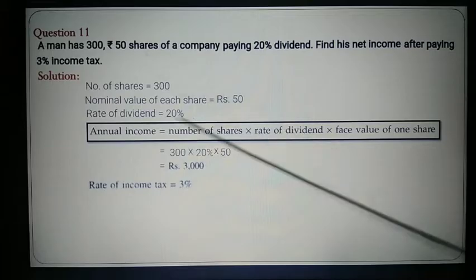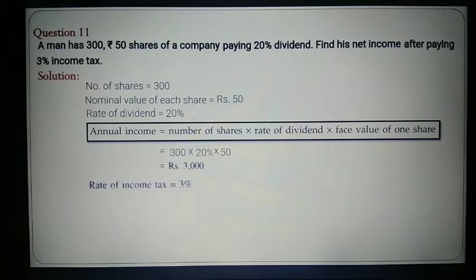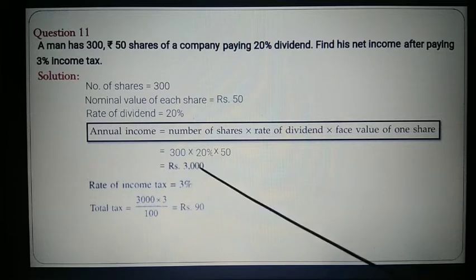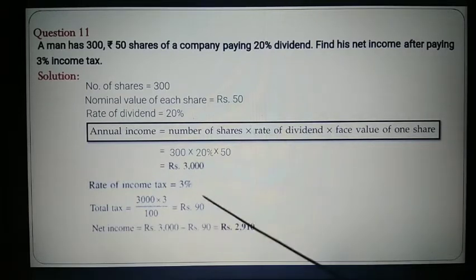So the rate of income tax is given to be 3%, so my total tax is going to be 3% of 3000. If you calculate, 3% of 3000 is going to be exactly rupees 90. So after paying this as tax, your net income is going to be 3000 minus 90, which is rupees 2910. So pause the video to note down.